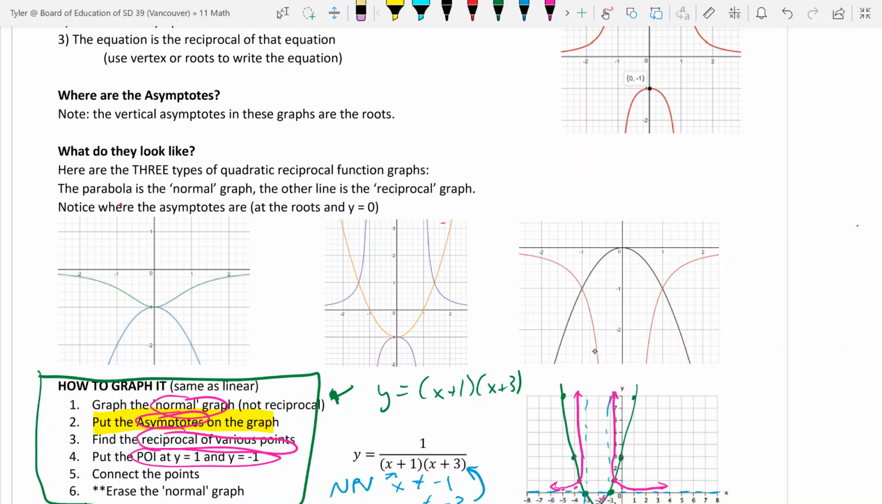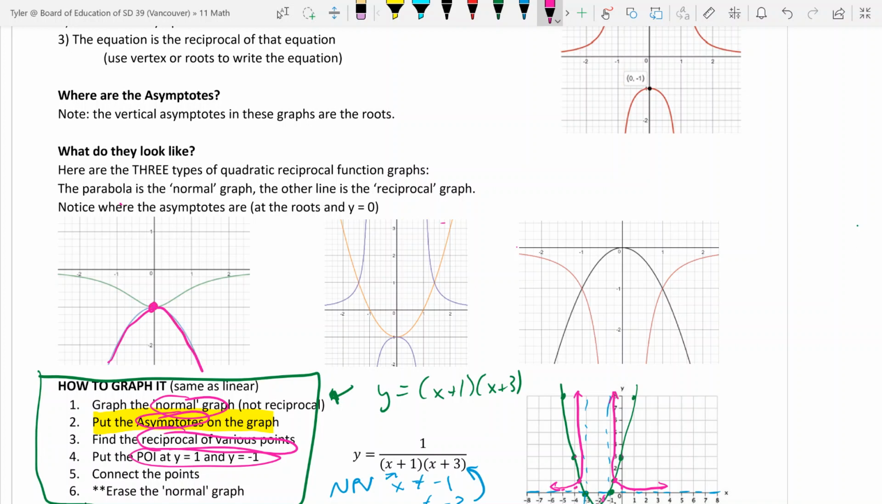Okay, the last one is where there's only one vertex, one point of intersection with the x-axis, one root right there, and so that has one asymptote. And so it looks kind of like the linear ones, but a little bit different. So the process for graphing all these is the exact same. You have your graph, and then you take the reciprocals of all the points.